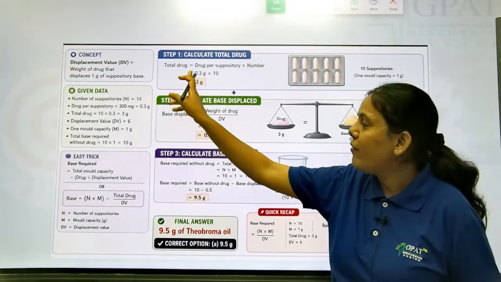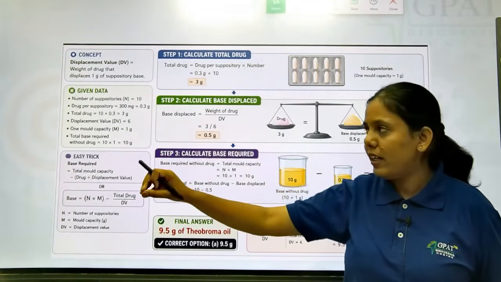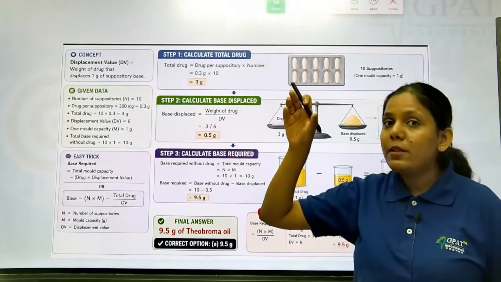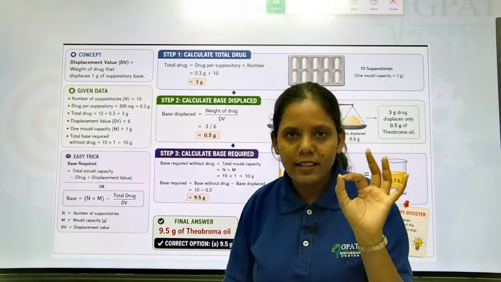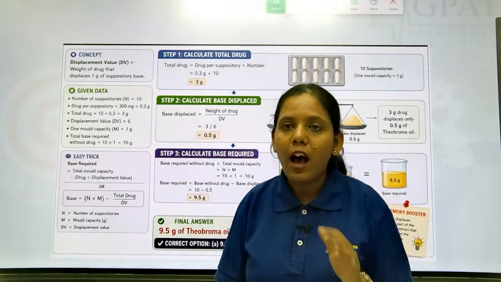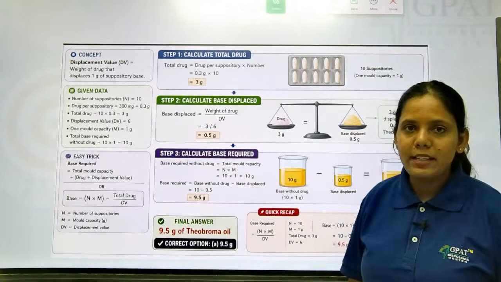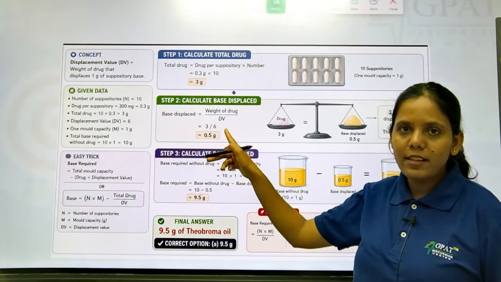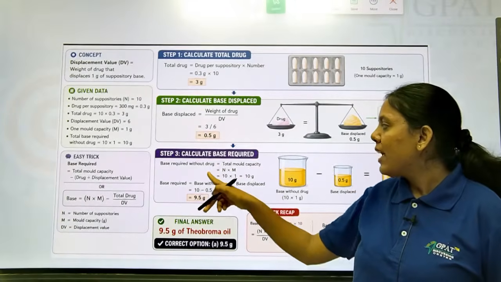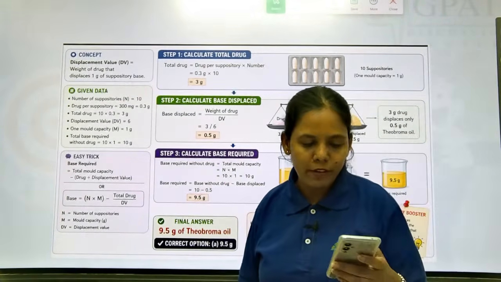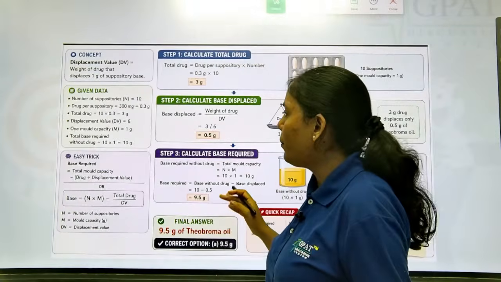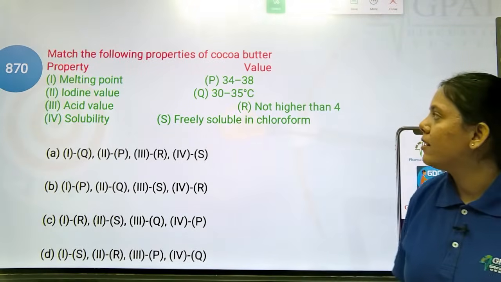See, step 1, we have calculated how much total drug is required, how much base has been displaced. Like virtually also you can imagine. See, 6 means what? It is half. So 3 divided by 6. 3 is the weight of the drug, 6 is the displacement value. Next is calculate how much amount of the base is required. 10 minus 0.5. Okay? So very good. Option A, 9.5 is the right answer.